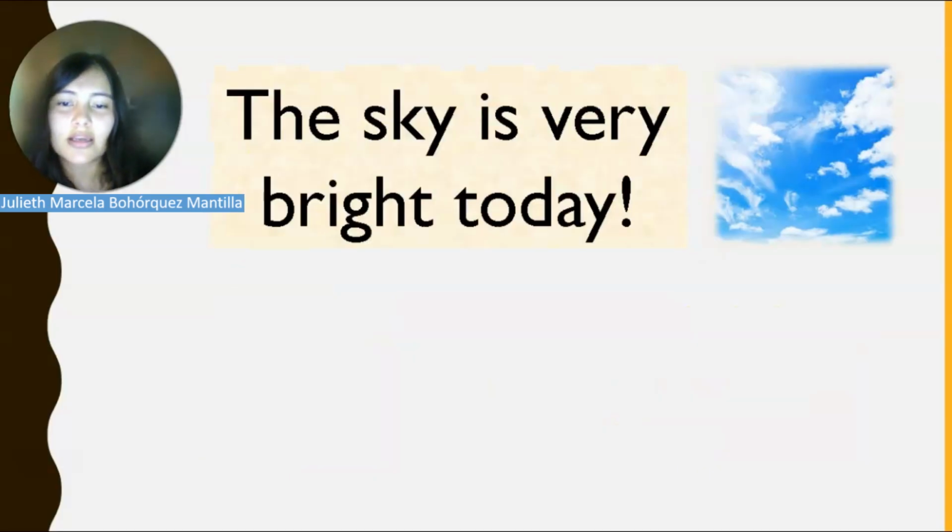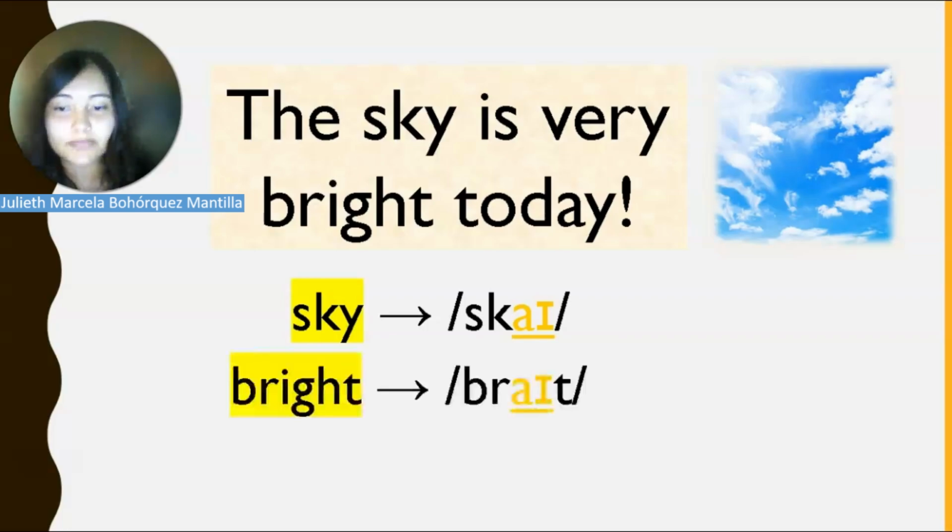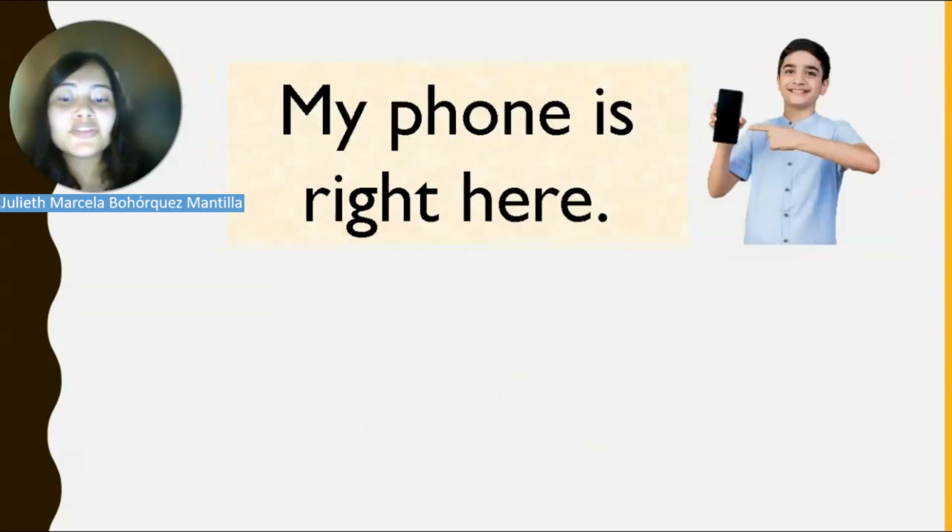Listen carefully and repeat. The sky is very bright today. The sky is very bright today. Now, which words have diphthongs? What do you think, Luis? Good. Sky. That's I. Can you find another one? Exactly, bright. Also I. Is there one more? Nice. Today. That's A.